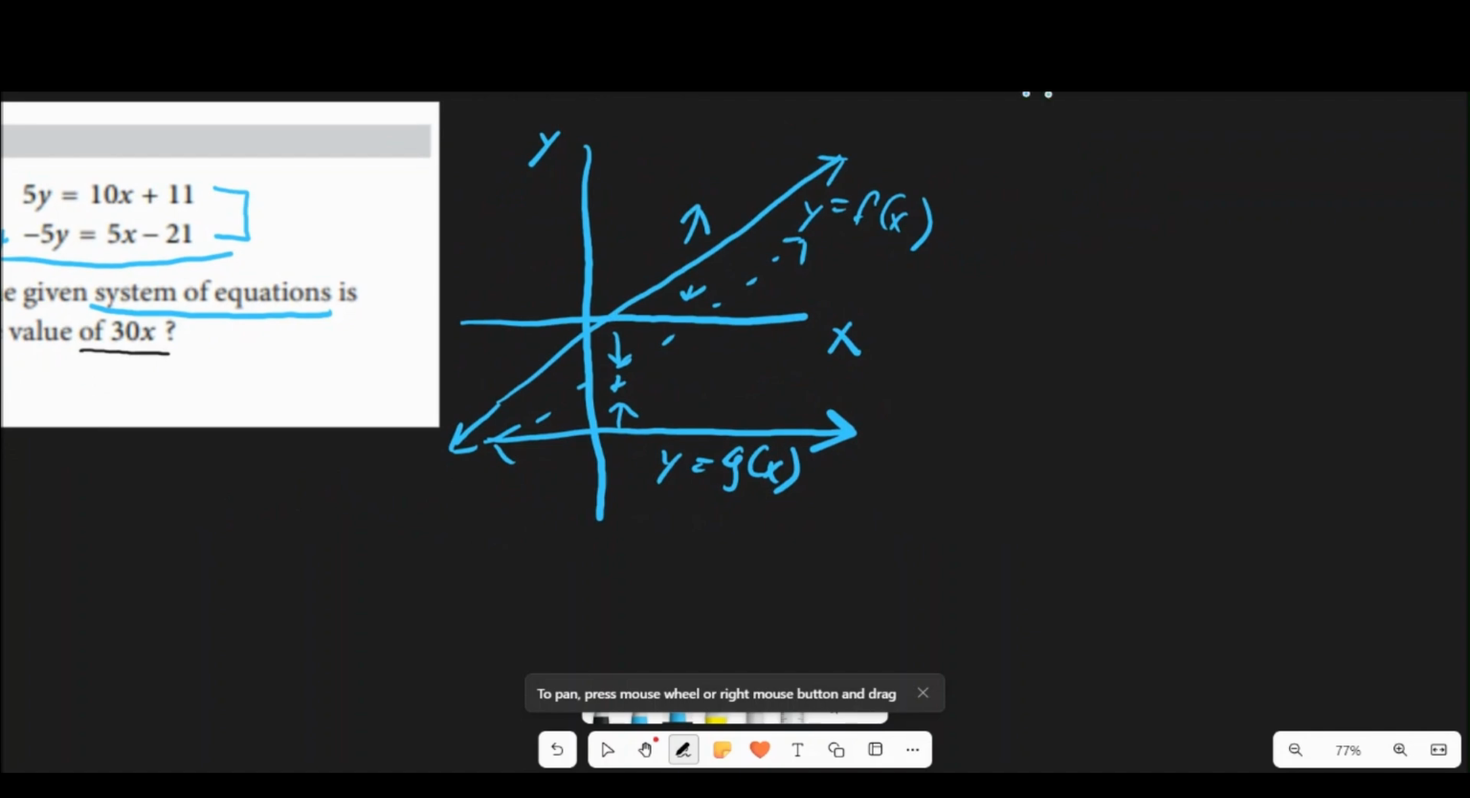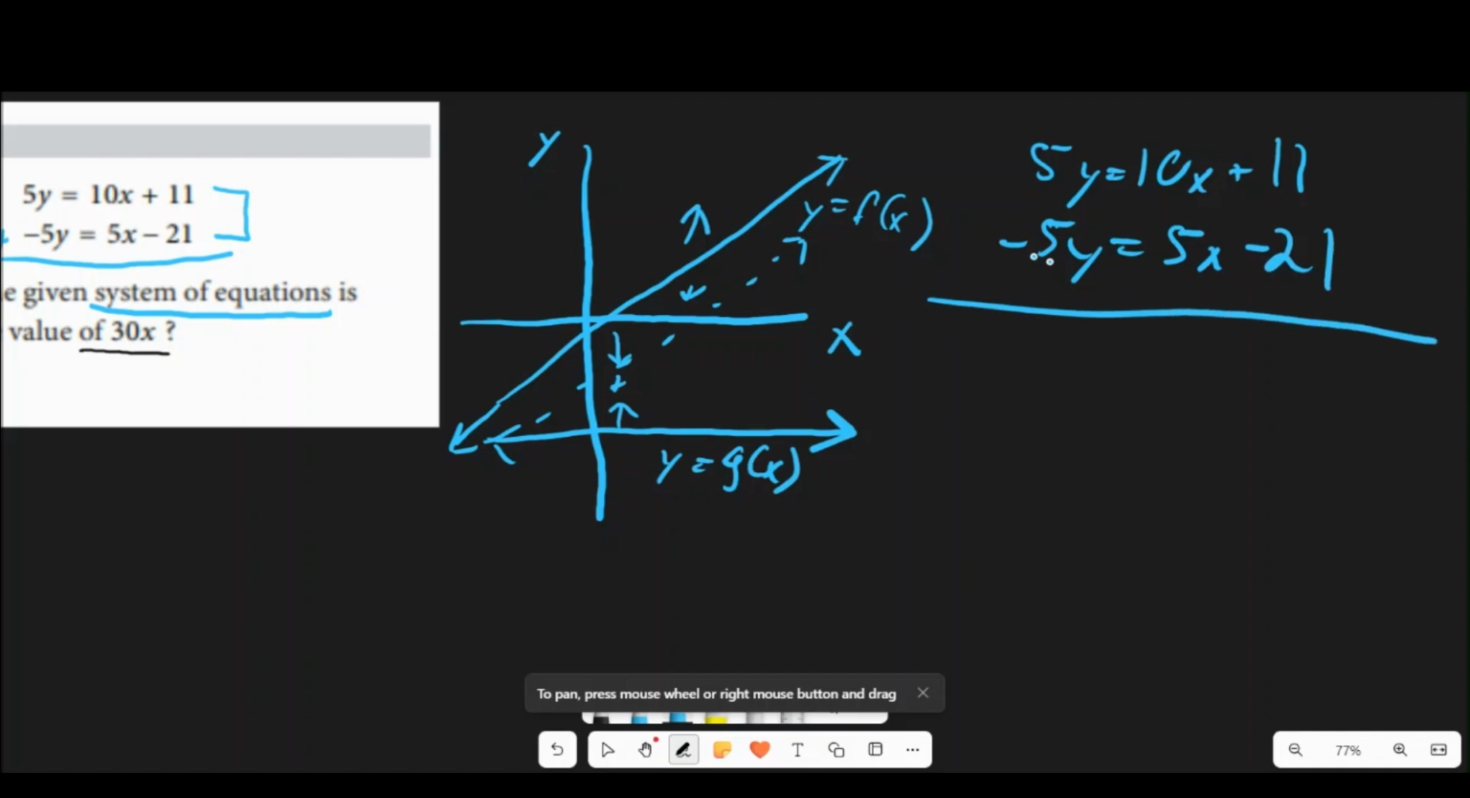We have 5y equals 10x plus 11, and then underneath we have minus 5y is equal to 5x minus 21. We're going to add them all together. Let's start on the right. We have 11 minus 21, that is going to be minus 10. 10x plus 5x is 15x. That is equal to 5y plus minus 5y, so we will have 0.